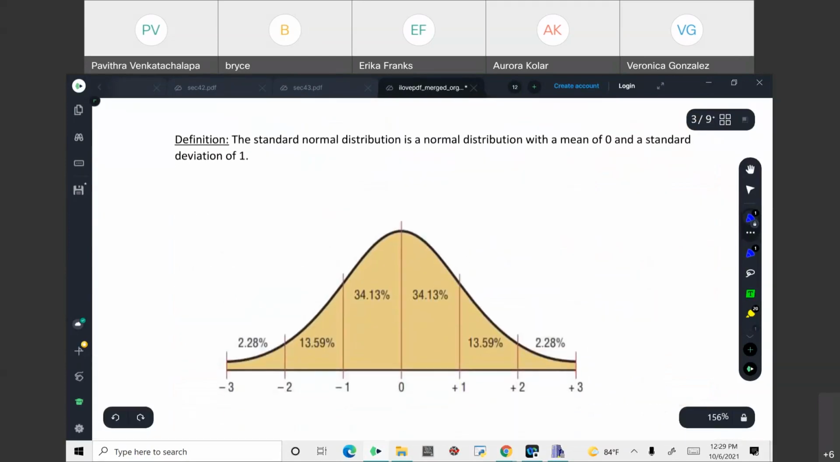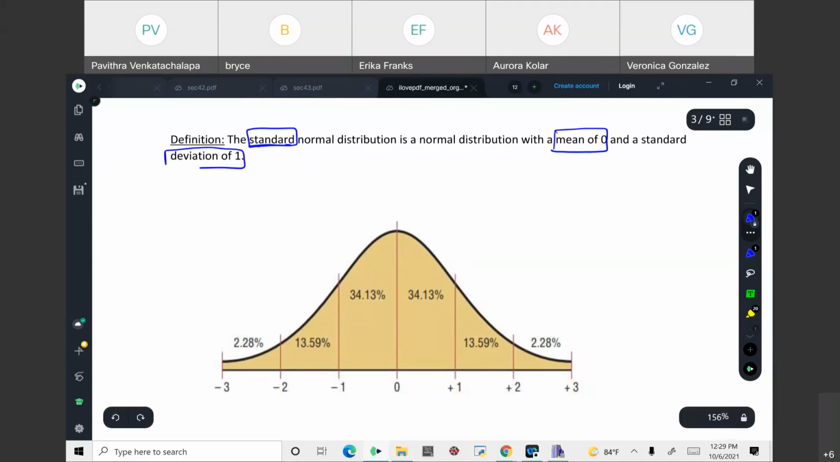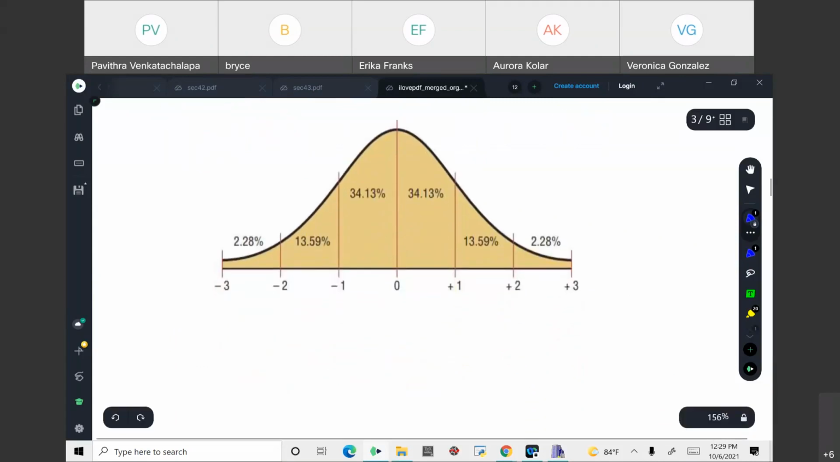Now, we studied about normal distribution. Then what is a standard normal distribution? It is the same thing. It has the same properties and same definition, but if the mean is 0 and the standard deviation is 1, then that type of normal distribution is called standard normal distribution. It looks like this.